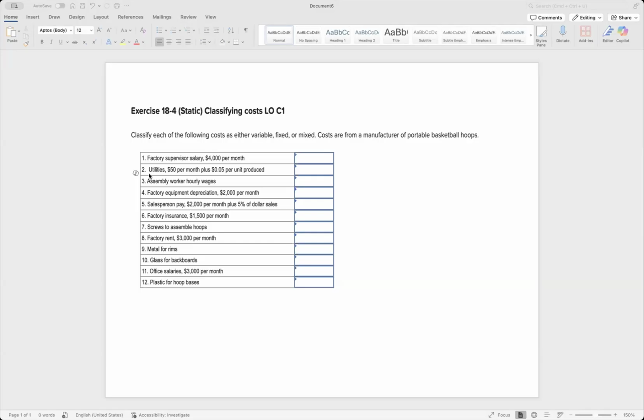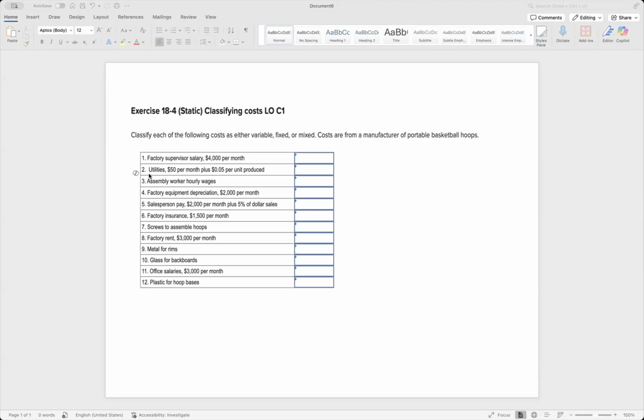Number five, salesperson pay $2,000 per month plus 5% of dollar sales. So this is going to be mixed because you're giving them a fixed payment of $2,000 per month, plus they get a variable portion, which is 5% of dollar sales. So that makes it a mixed cost strategy. Factory insurance, $1,500 per month. Doesn't matter how many hoops are produced, you still have to pay that $1,500 per month. That's a fixed cost. So number six is fixed.